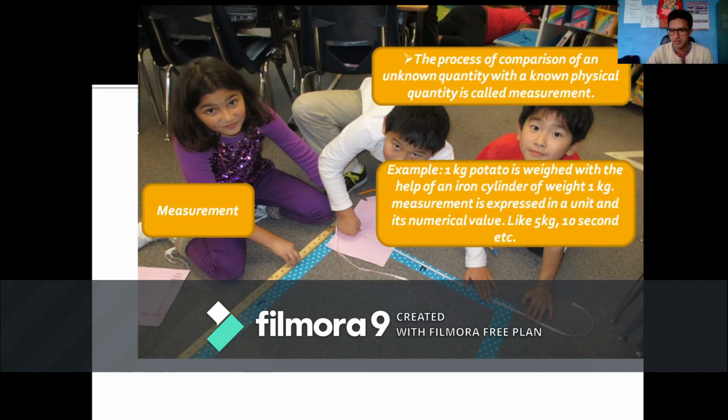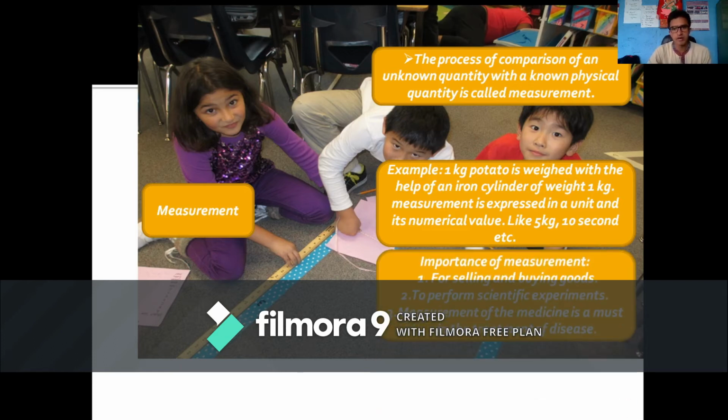This measurement we are using in our daily activities. It is helping us to run our daily activities. For example, 1 kg potato is weighed with the help of an iron cylinder of weight 1 kg. Measurement is expressed in a unit and its numerical value, like 5 kg, 10 second, etc.